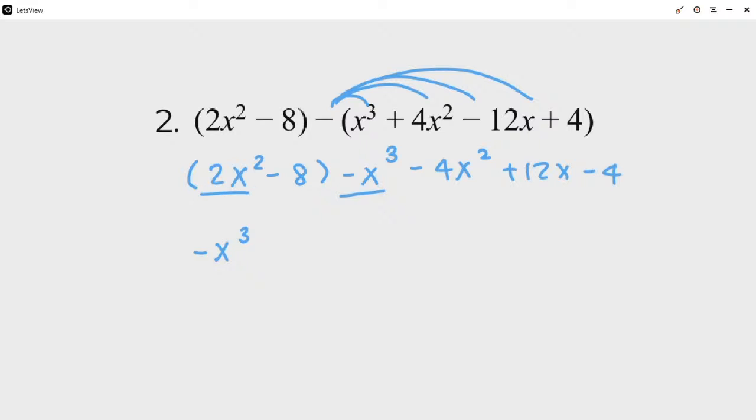Next would be squared. So we have 2x squared minus 4x squared. So that's going to be negative 2x squared. And then we have the x. And there's only 12x. So plus 12x. And then last, we're going to look at the constants. So negative 8 plus negative 4 is negative 12.